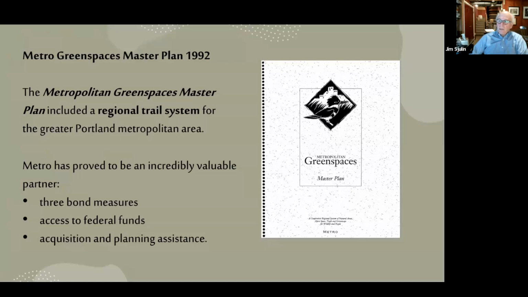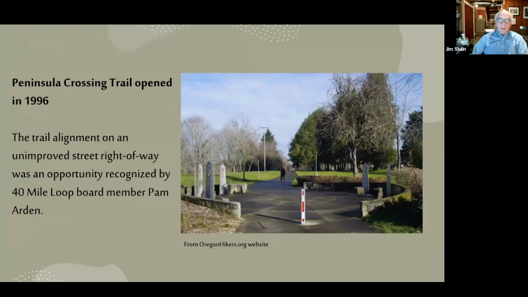Okay, so 1996 was a banner year for the 40-mile loop. What happened in 96 was we had a peninsula crossing trail open. This is in North Portland, and it transects the North Portland Peninsula, as we call it. And it runs about 3 miles from the Willamette River up towards the Columbia Slough and Columbia River. And then the next thing that happened was after the next slide, please.